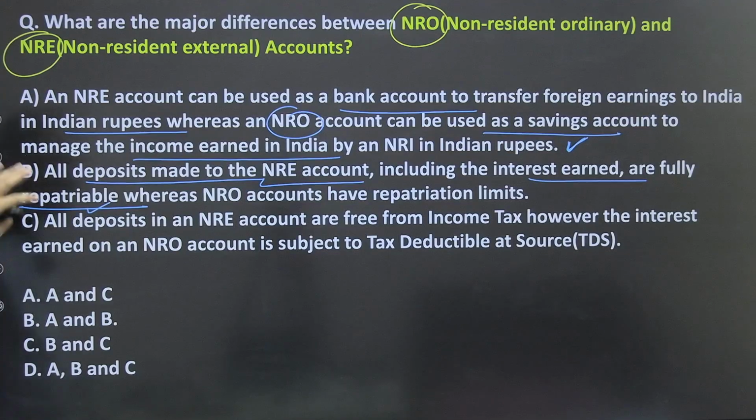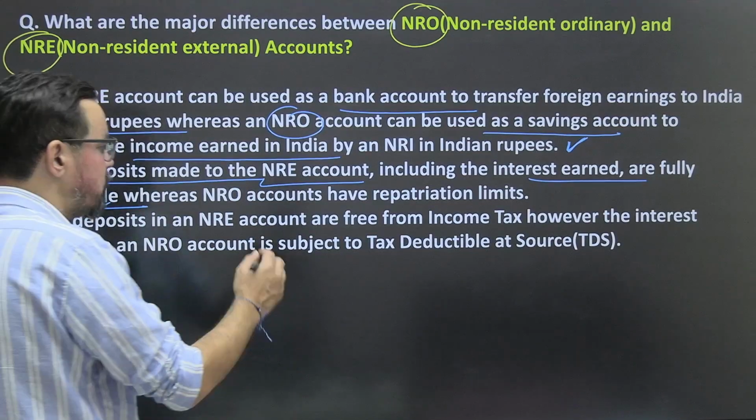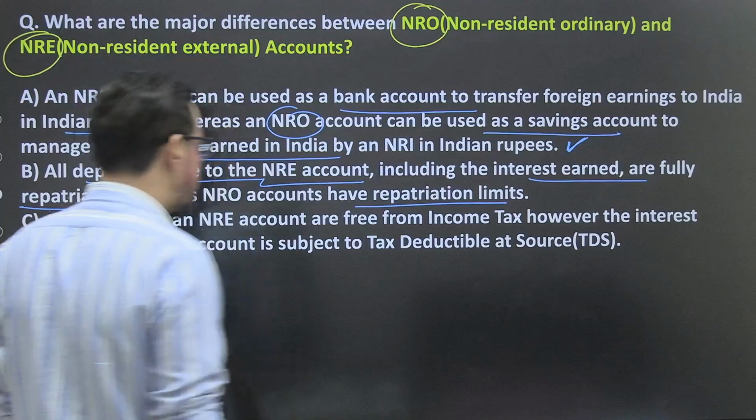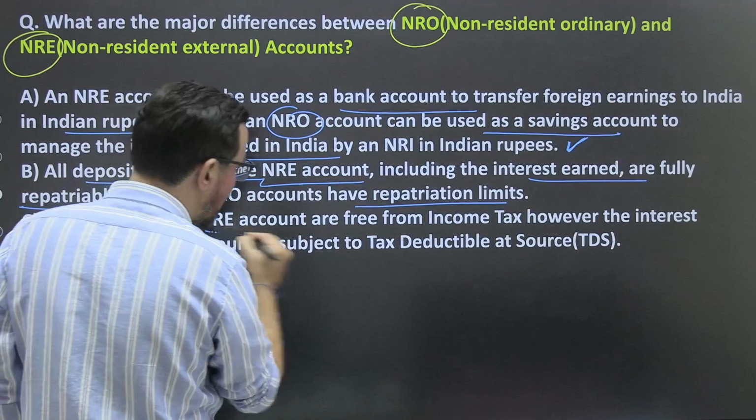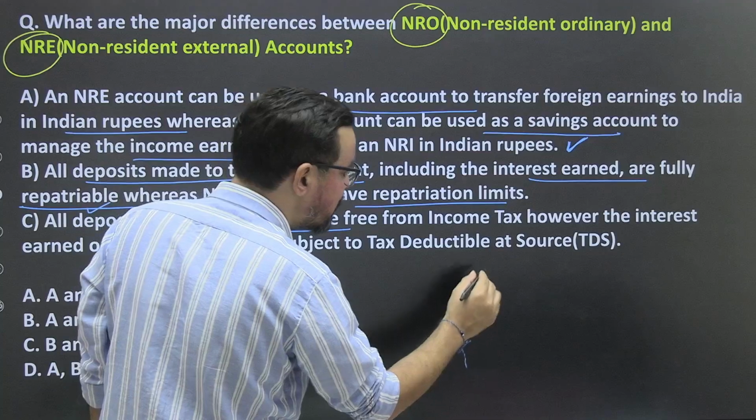That means NRIs can bring back that particular money to the US or जहाँ पे भी वो लोग रह रहे हैं. ठीक है? NRO accounts have some repatriation limits as per FEMA or other acts. ठीक है? All deposits in an NRE account are free from income tax.